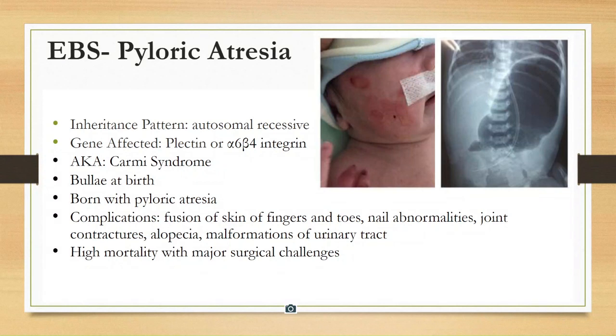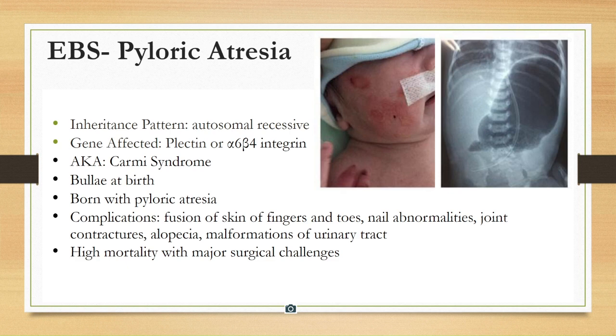The pyloric atresia subset of EBS, some call it Carmi syndrome, usually have the bullae at birth, and you even are sometimes born with the pyloric atresia. Complications beyond this include some fusion of the skin of the fingers and toes, some nail abnormalities, joint contractures, alopecia, malformations of the urinary tract. That's pretty important, malformations of the urinary tract as well. High mortality is associated with this, and there are some major surgical challenges.